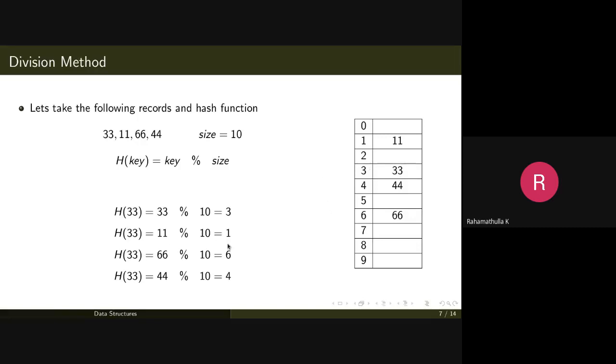H of 11 equal to 11 mod 10 equal to 1. You will be storing it here. H of 66 will be 66 mod 10. You will be storing it at this position, 6th position. H of 44 equal to 4. You will be storing it at position 4.